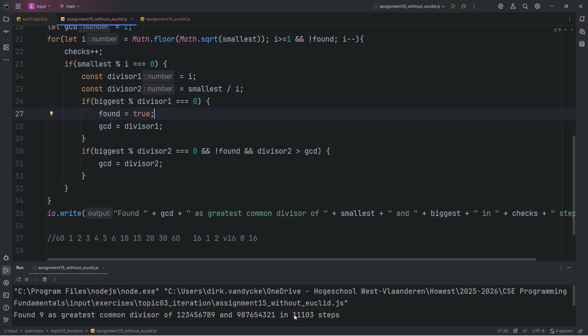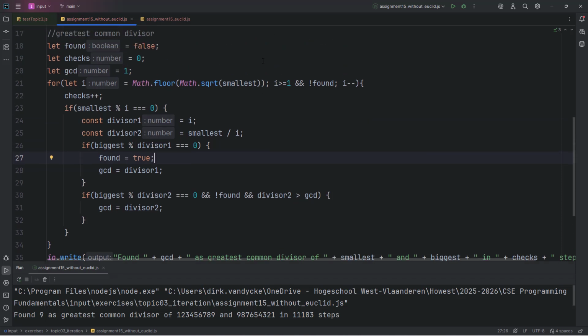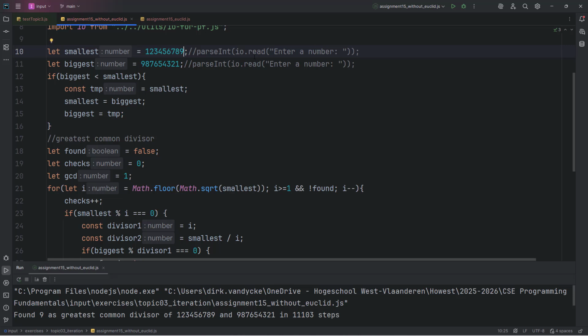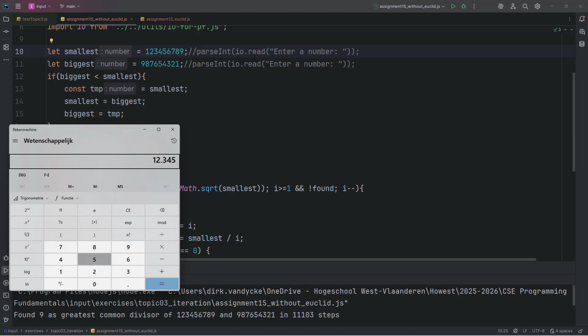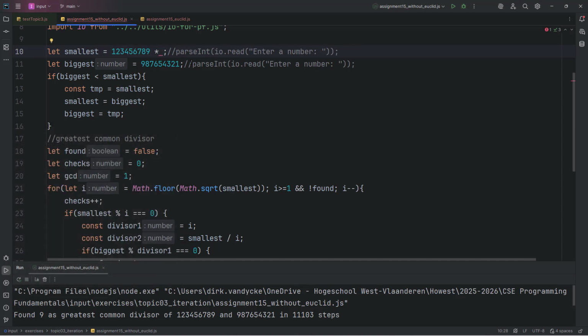Okay, so here we are, 11,203 steps, and it's bringing me 9 as the biggest common divisor. I could say perhaps that I'm going to multiply it by at least half of this number. So I might try to pull a trick. 1, 2, 3, 4, 5, 6, 7, 8, 9 divided by 2. So I'm going to have this number, 62 million. Let's say 62 million as an extra divider in the two numbers.